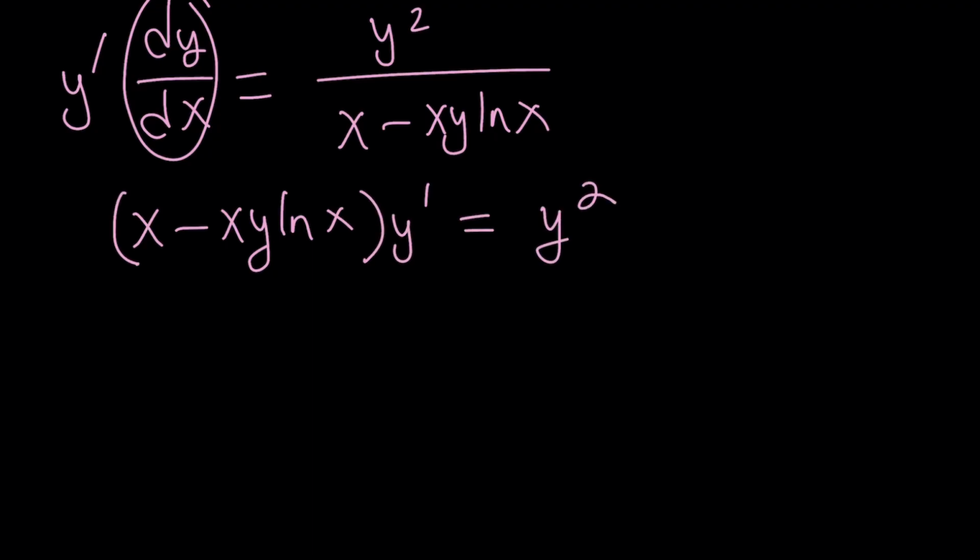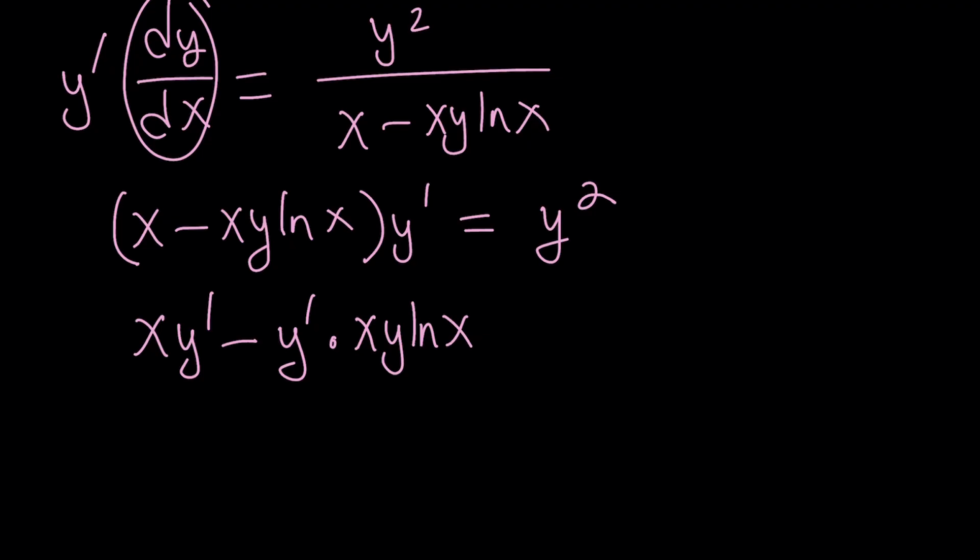What's the next thing? The next thing I want to do is distribute. Using the distributive property, we're going to get xy prime minus xy ln x y prime. Sometimes it's better to write the y prime first because I don't want it to mix with ln x. So let's go ahead and write it as y prime multiplied by xy ln x, because I want to keep the xy ln x together, and that's going to be helpful in a little bit, okay?